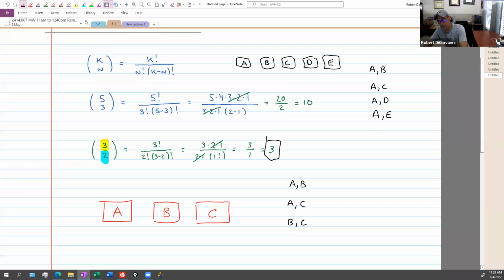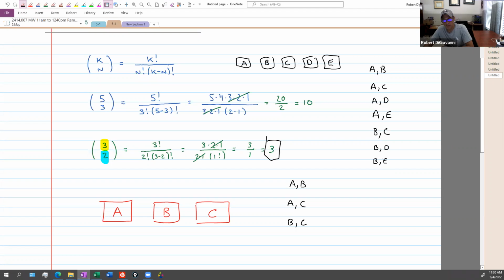How about B? We could do B. Can we do B and A? Well, we already have B and A, right? But we could do B and C. We don't have B and C yet, do we? We could do B and D. We could do B and E, right?